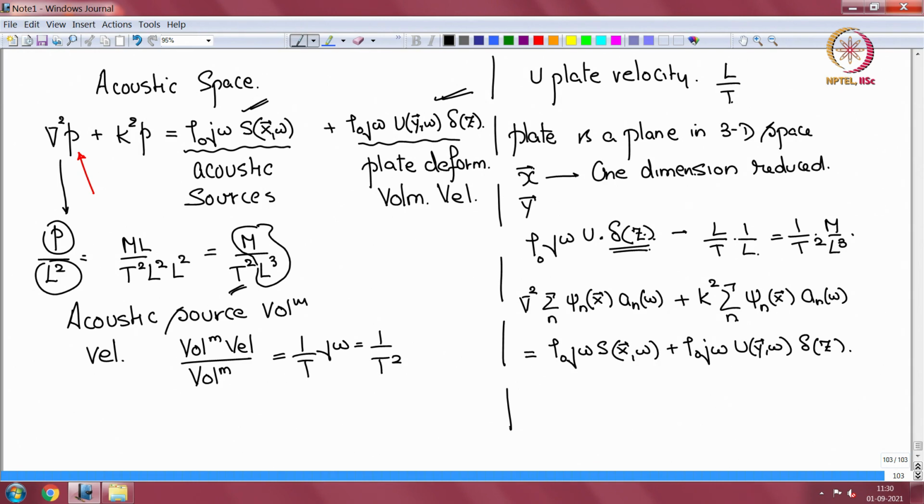Okay. So what are we going to do to this? We are going to use the orthogonality. So we are going to multiply by another mode shape of the same basis and integrate over the volume of the cavity. Okay, that's what we are going to do. So let's do that.